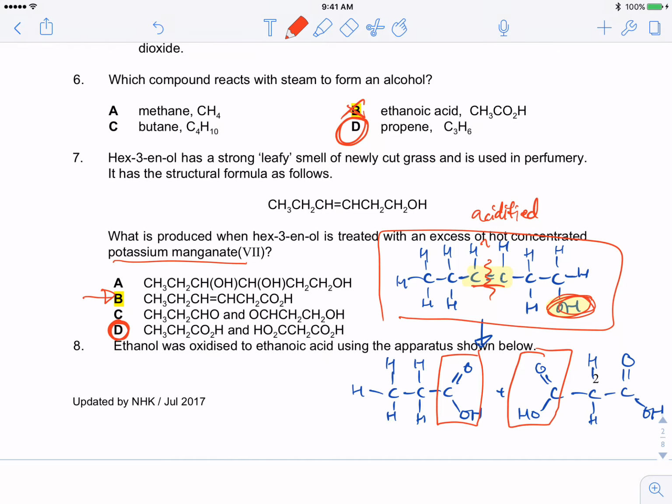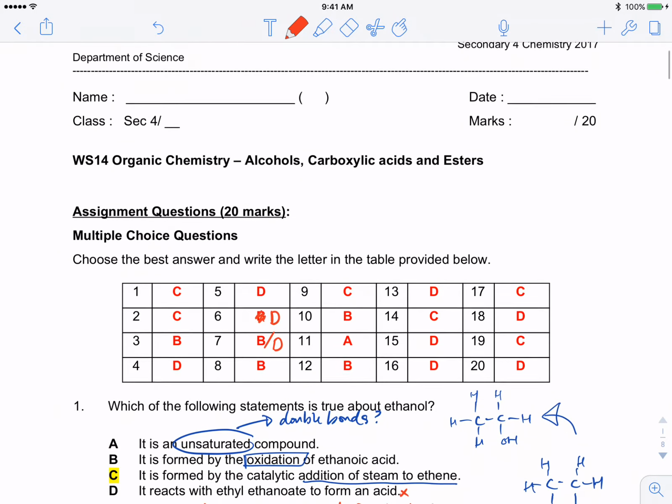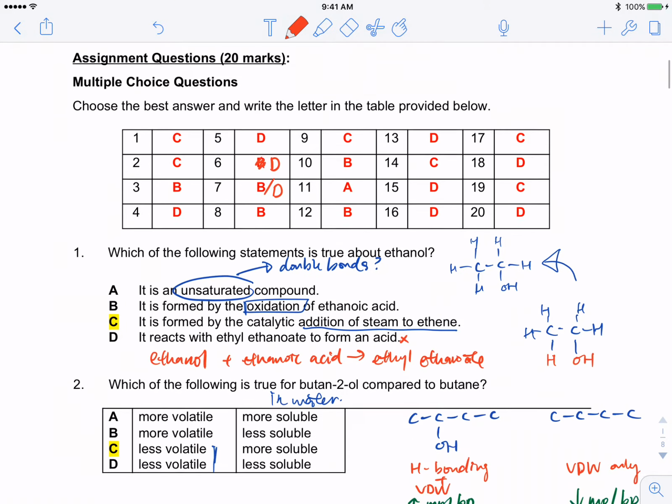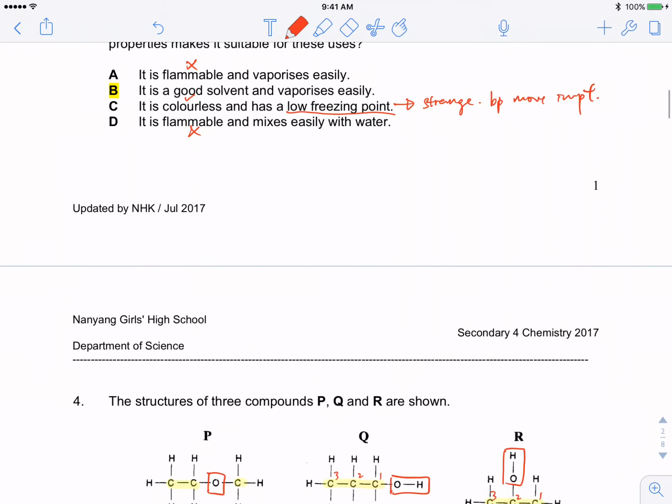In real life, the answer is D. But because what you learn only allows you to conclude that B is the answer, therefore I will accept both answer B and D. Okay, if you are advanced and you read up on it yourself, maybe you get the answer D.